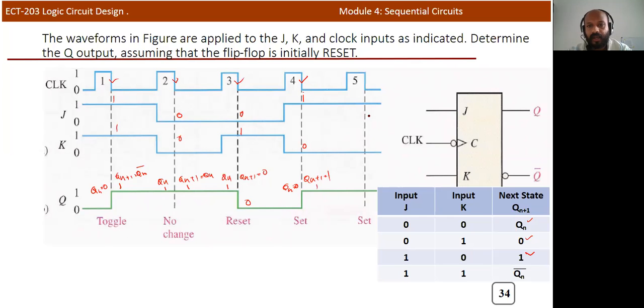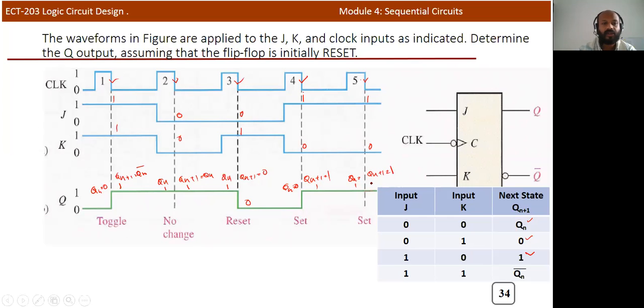Now during the fifth falling edge, it is 1 0, and 1 0 means again it's a set condition. So Qn is equal to 1 and Qn plus 1 is 1, so it will continue in the same state.